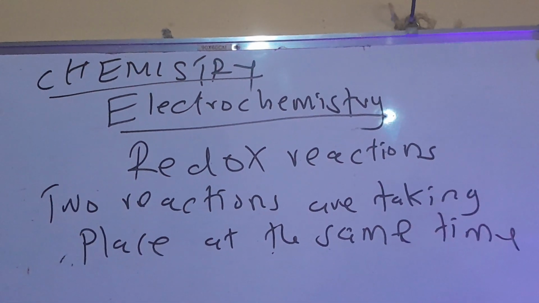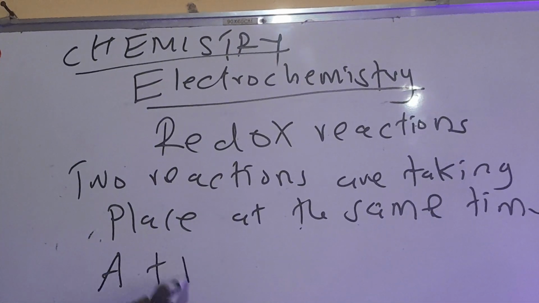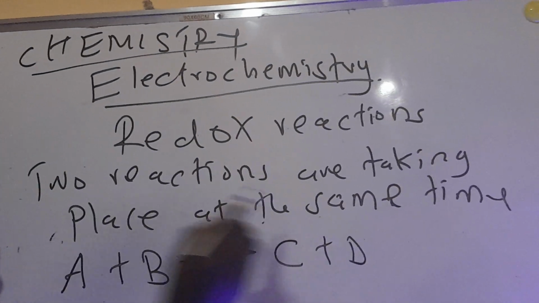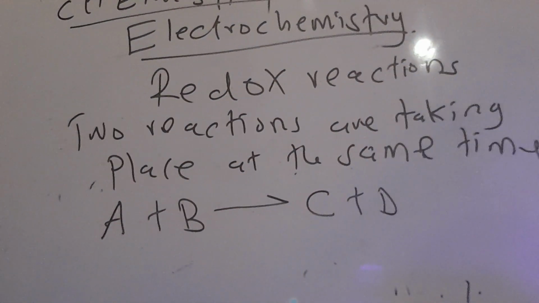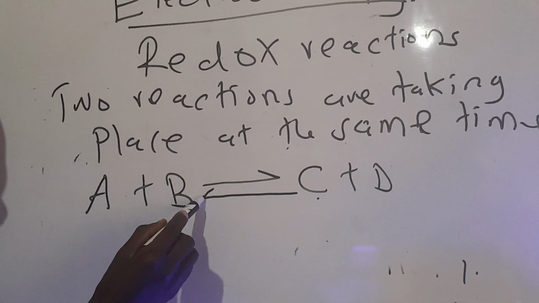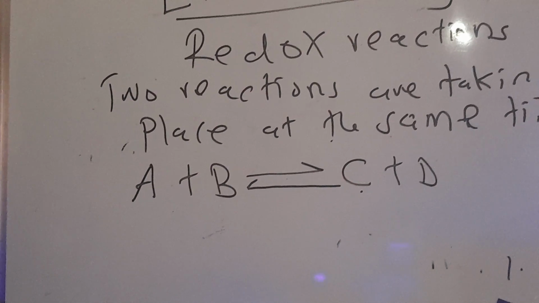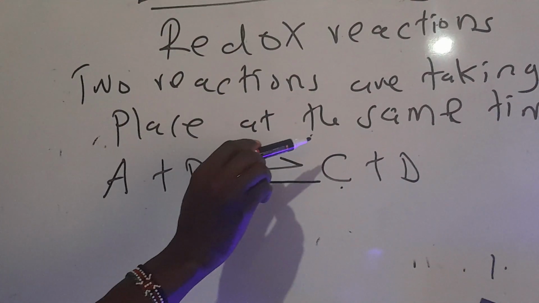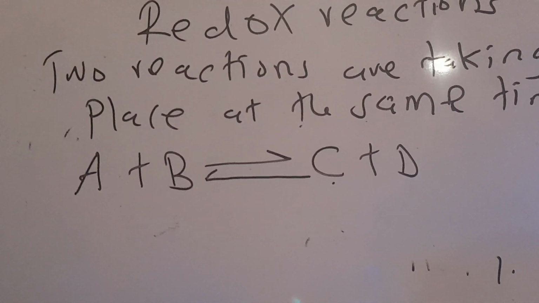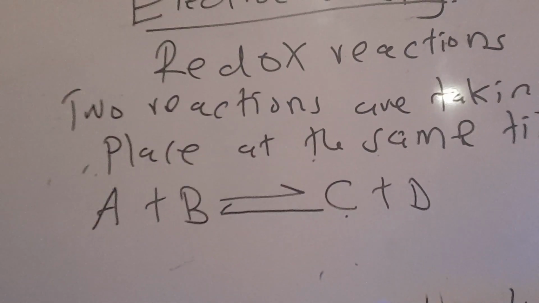What do we mean? For example, substance A is reacting with substance B to give us substance C and D. At the same time, substance C is reacting with D to give us A and B. This reaction is taking place simultaneously, at the same time. So you have the forward reaction and the backward reaction, all of them taking place at the same time. That type of reaction, that's what we call the redox reaction.